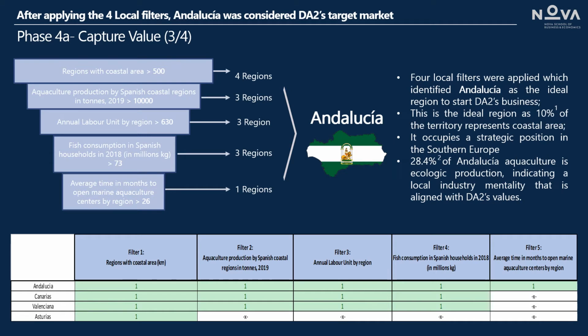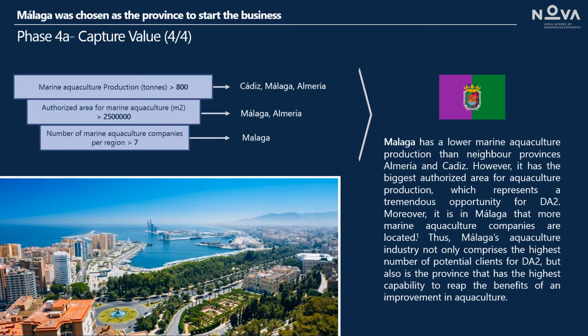Within the Spanish territory, after applying the local filters, Andalusia was concluded to be the most appropriate region for DA2, due to its extensive coastal line, strategic position, and the principles defended, which are very similar to our startup's mission and vision. Within Andalusia, due to its characteristics, we have determined that Malaga is the ideal province for DA2, since it displays the biggest authorized area for aquaculture production, a big opportunity for DA2, besides presenting the highest capability to reap the benefits of an improvement in aquaculture.